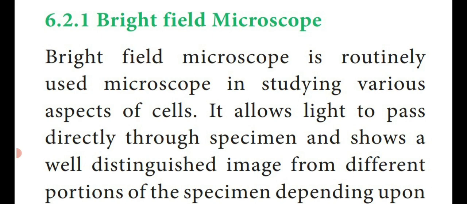Out of these, we are going to see only two microscopes: one is the bright field microscope and the other is the electron microscope. First, the bright field microscope. With the help of this microscope, we can see the different aspects or characteristic features of a cell.